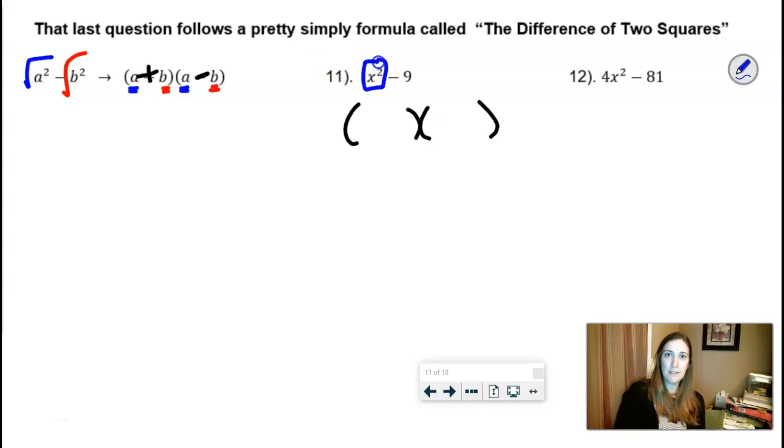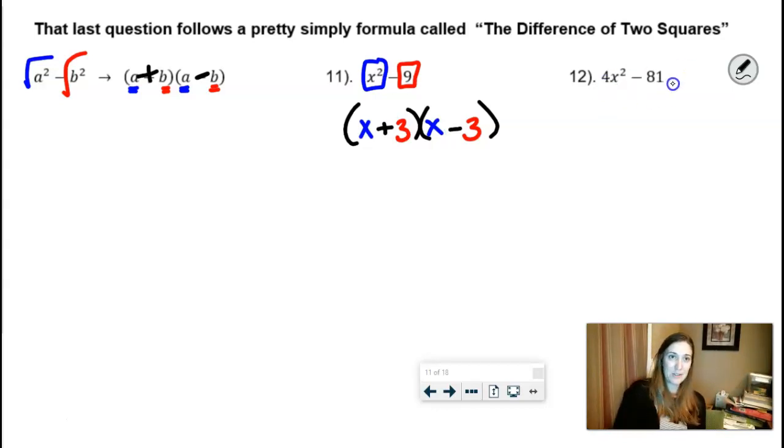So the square root of this would be x and x. And then the square root of 9 would be a 3 and a 3. And the way the pattern works is you make one a plus and you make one a minus. Go check your arches if you want, but this pattern's really nice, right?